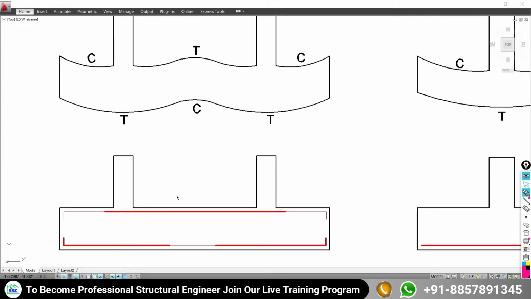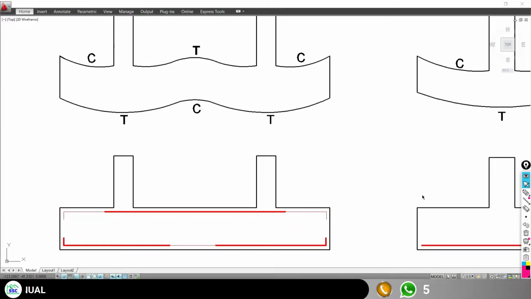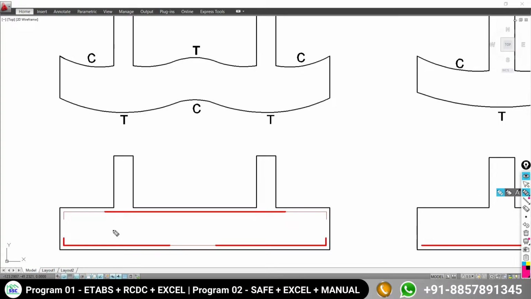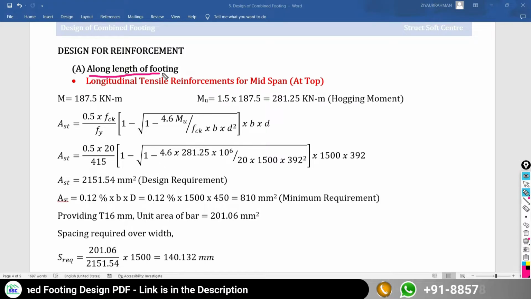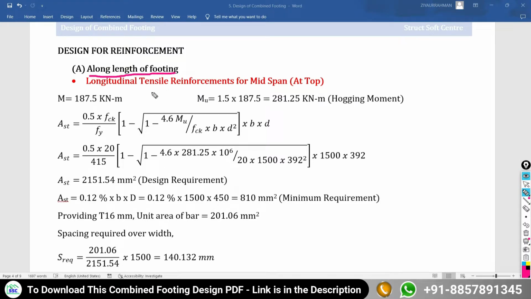So we have to find out how much reinforcement is required in between this C1 and C2 column at the top face, and how much reinforcement is required under the C1 column and under the C2 column for the bottom face. So the same calculation we are going to do in our problem. So here, reinforcement along the length of the footing: longitudinal tensile reinforcement for the mid span, that will obviously be at the top.